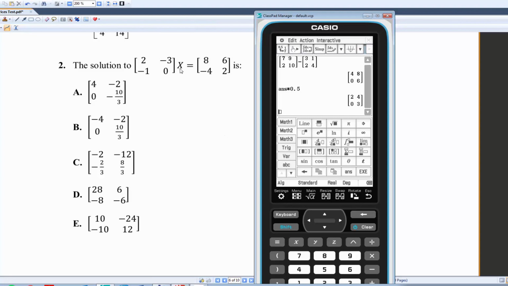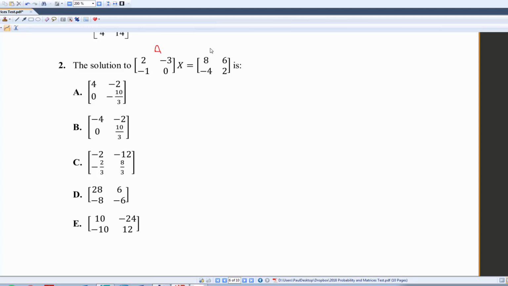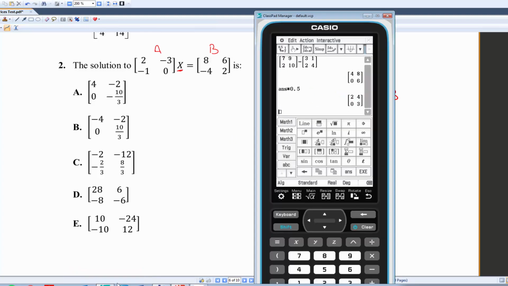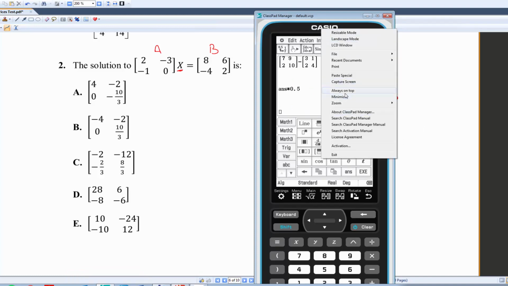Okay, so this one here, let's call this matrix A and this matrix B. So we've got AX equals B. What we need to do is get rid of this matrix here to find this unknown matrix. So to do that, we're going to go A inverse multiplied by AX equals. Now we need to pre-multiply here. Okay, so this is a pre-multiply by the inverse matrix here. Okay, so let's go ahead and do that. Just going to flick the always on top.